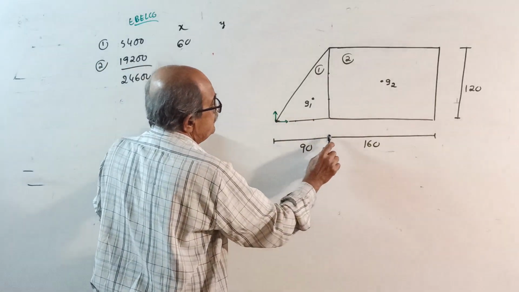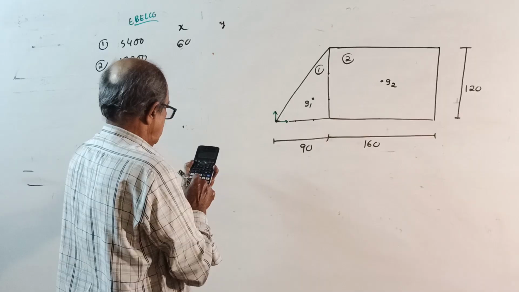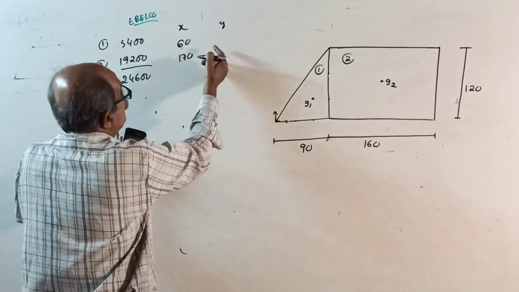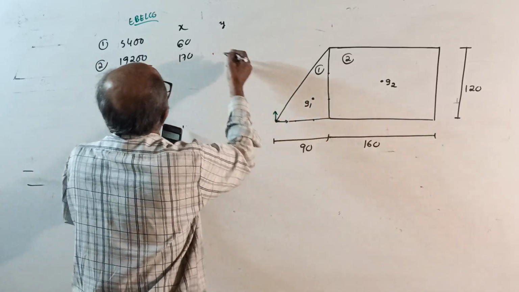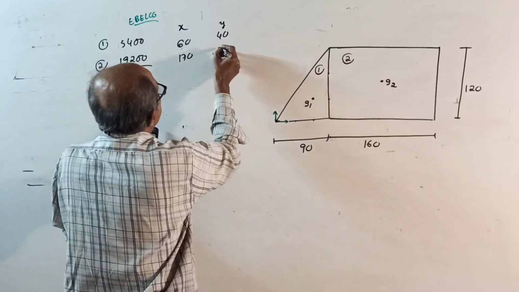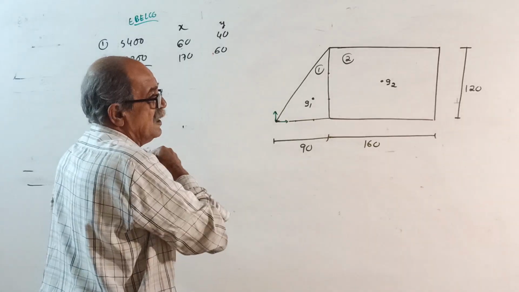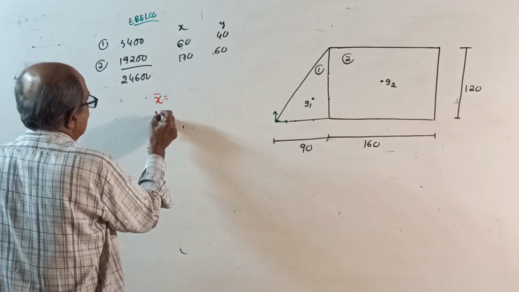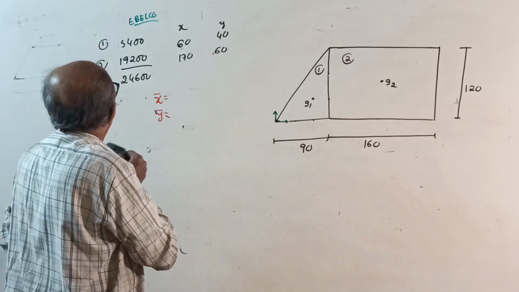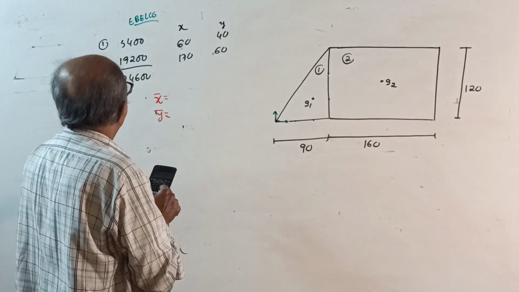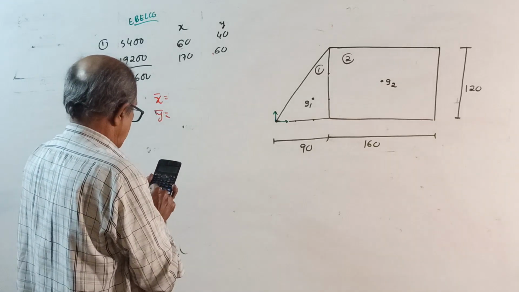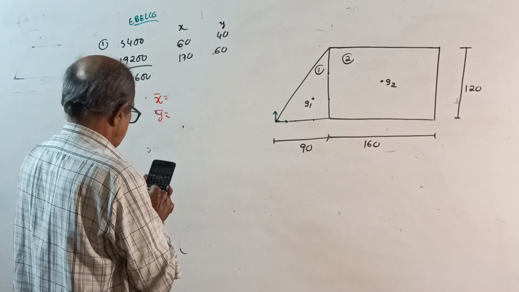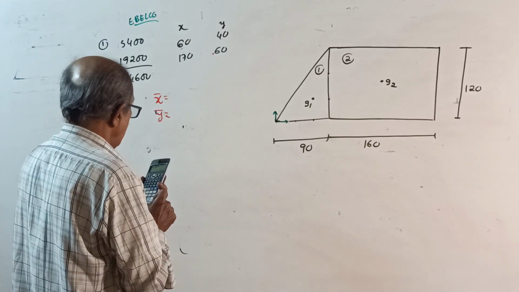Second one, 90 plus 160 by 2, that is 170. For y, 1/3 of 120 is 40. Second one, 60. This will give you x bar and y bar. X bar is 5400 into 60 plus 19200 into 170 divided by 24600, which is 145.854.